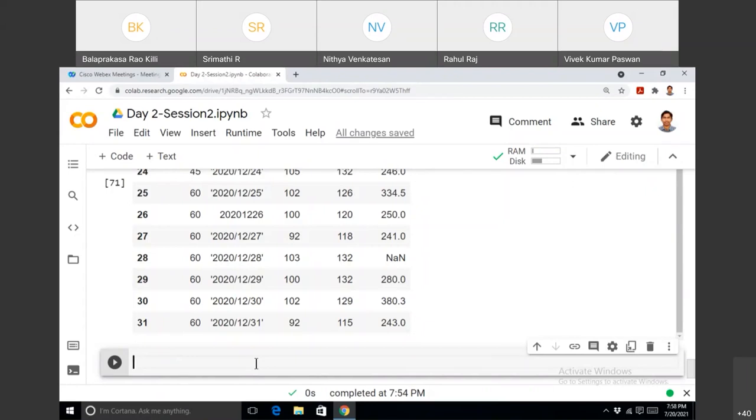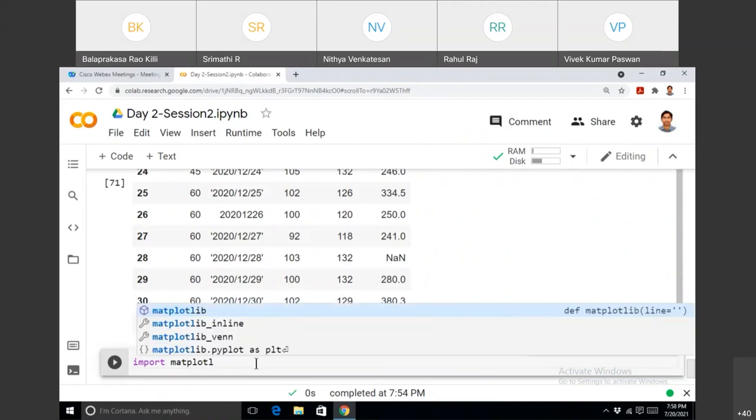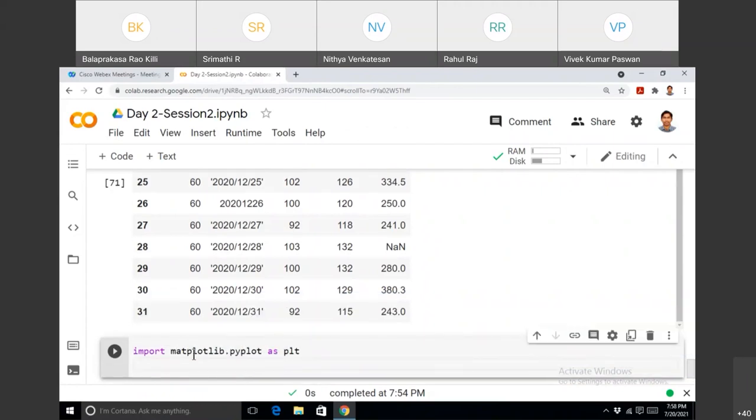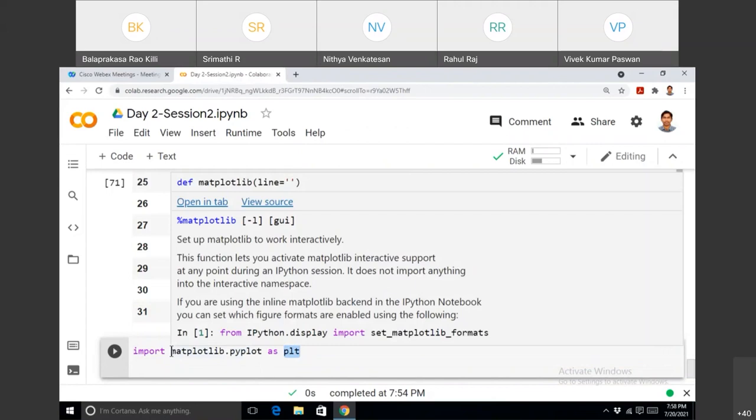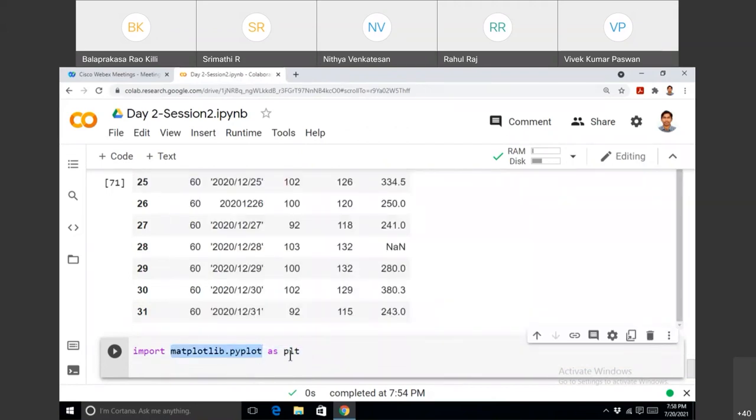First we'll see how to import Matplotlib: import matplotlib.pyplot as plt. Matplotlib is the library, and pyplot is the submodule inside Matplotlib. The shortcut name I'm using is plt. So instead of writing matplotlib.pyplot, I will simply use plt.